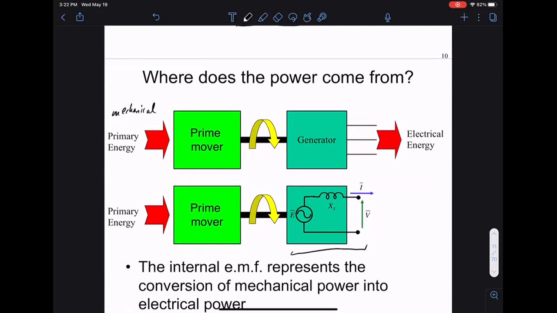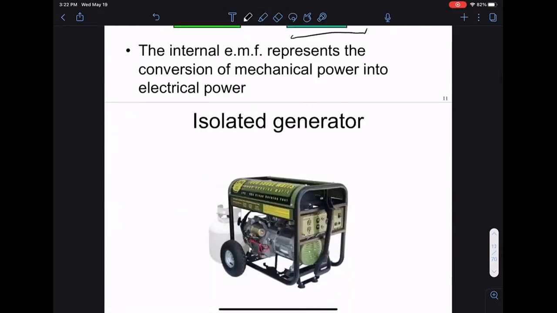So there are a lot of synchronous generators out there. This is, for example, one picture of it. If you need a backup generator, this is a type of backup generator you can buy. This is a synchronous generator.